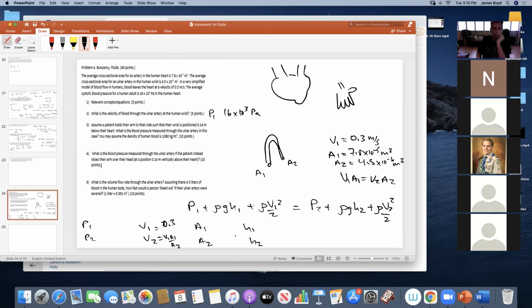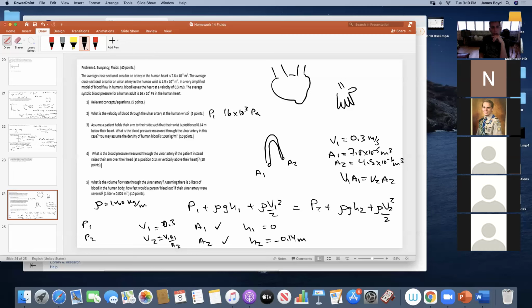And we know A1 and we know A2. So in this problem, we say that they hold their arm at the side and the wrist is 0.14 below their heart. So we'll say that H is 0 and this is negative 0.14 meters. And the density of blood is 1060 kilograms per meter cubed.